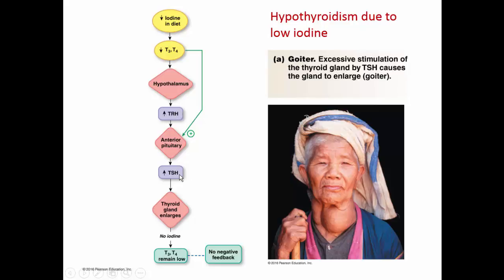So these factors here are tied to the lack of negative feedback because of the low thyroid hormone circulating due to low iodine in the diet. Remember that a function of TSH is to stimulate growth of the thyroid gland. So as a result, the thyroid gland enlarges as seen in this photograph.